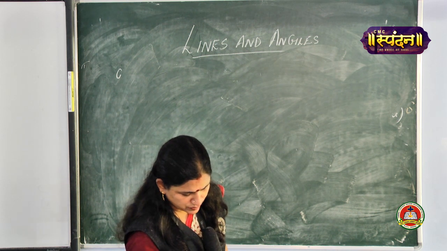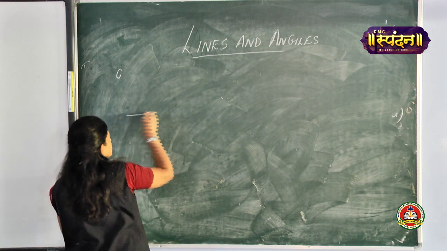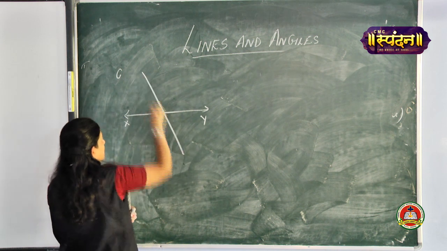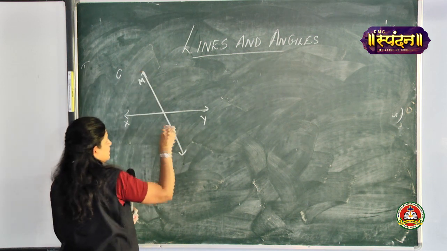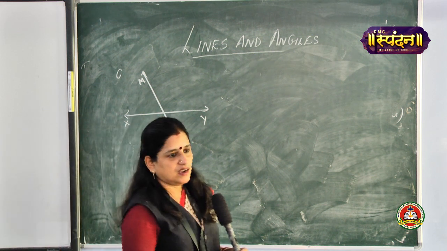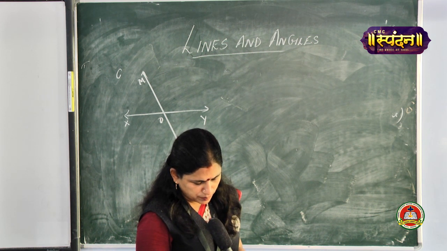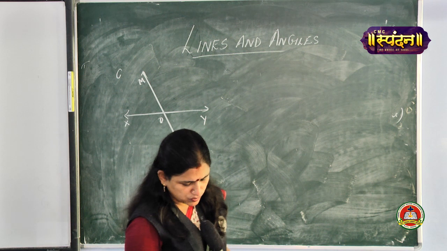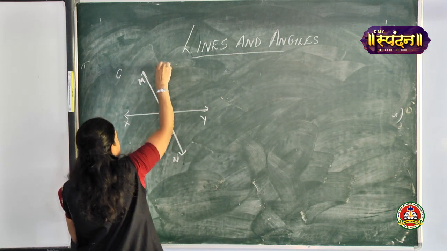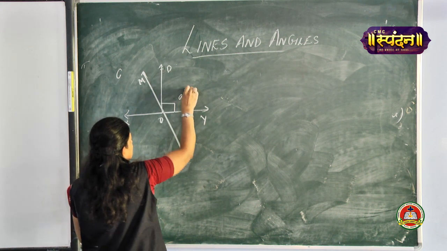What is the question? XY and MN intersect at O. So this is a line XY and this is MN. They are intersecting at the point O. As I said, underline the word intersect. Next, if angle POY is equal to 90 degree. So there is one perpendicular given over here, POY. So this angle is given as 90 degree.